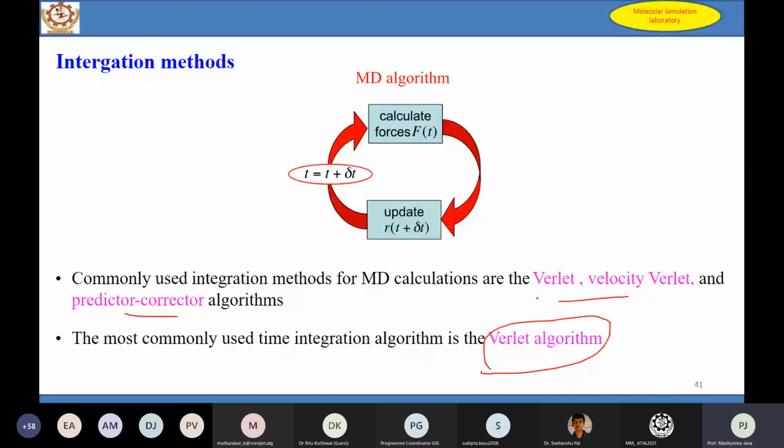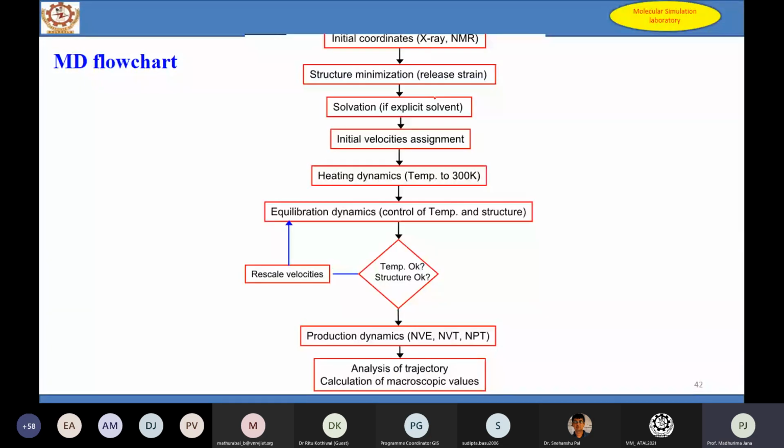Now this is our MD flowchart. You have to take the initial coordinates, which can be experimentally derived, from X-ray or from NMR. Then you have to do the energy minimization to release the strain. Then you have to solvate the system if you are interested in explicit solvent. As I told you, biomolecules are inert in the absence of solvent, so that is very, very important. Then you have to do the initial velocity assignment.